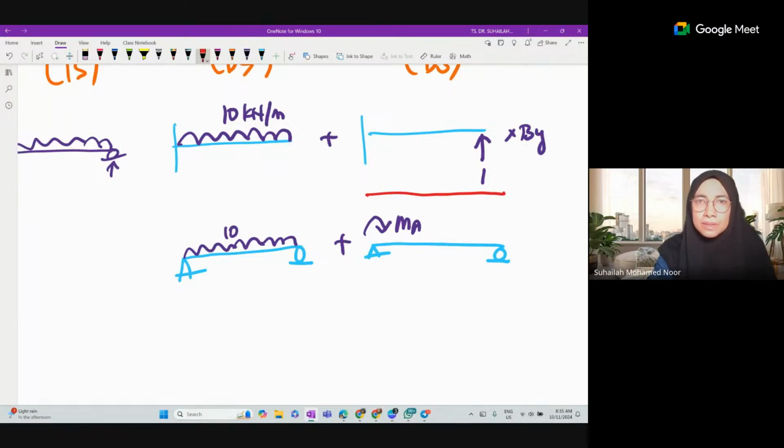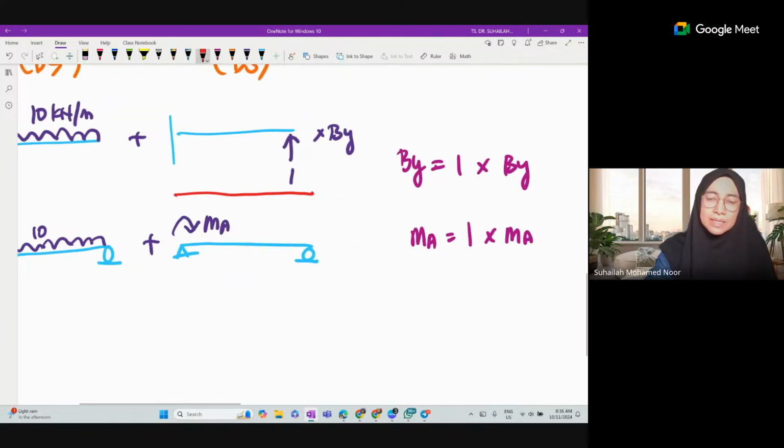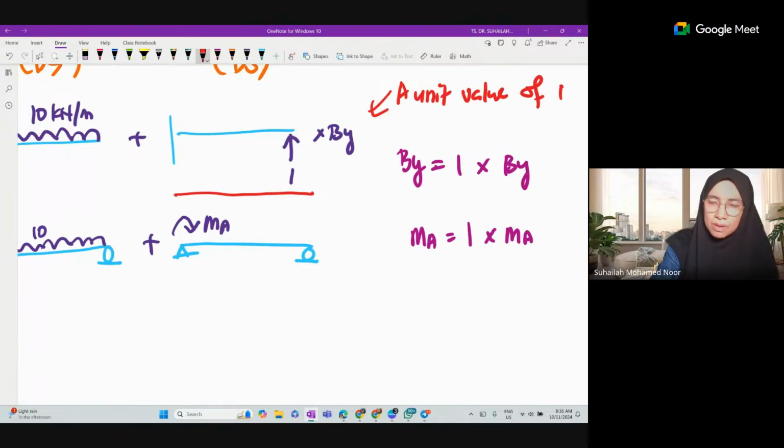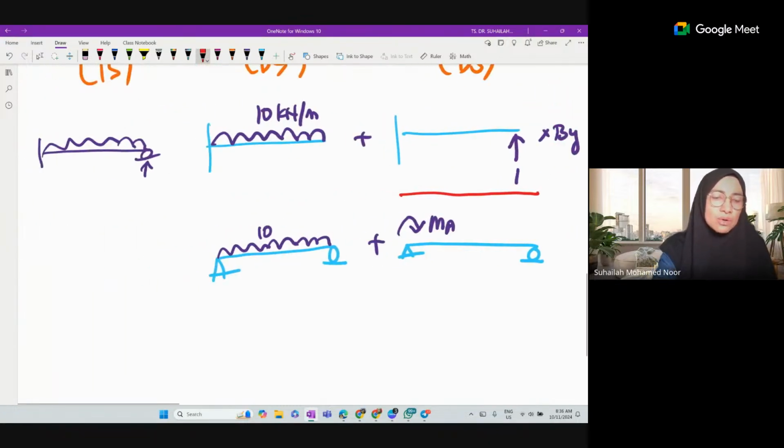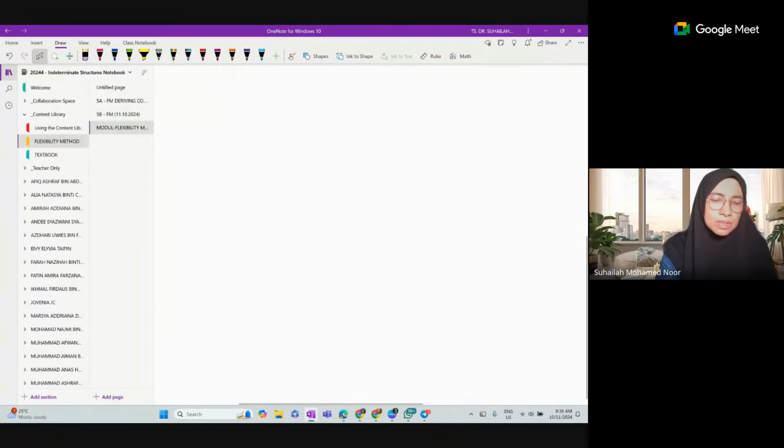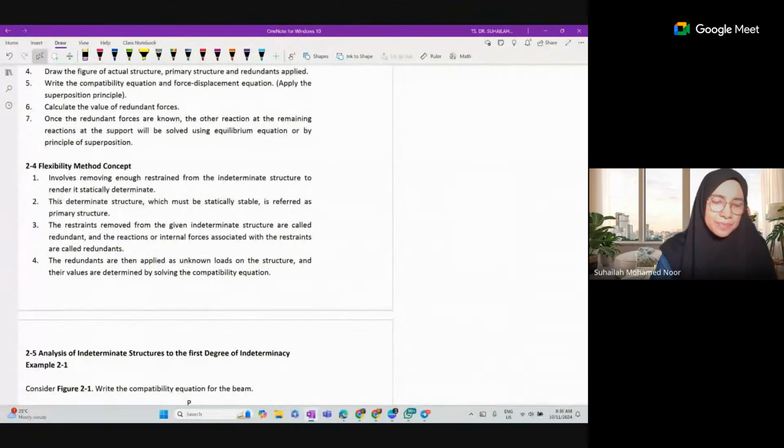The redundant diagram, the redundant structure, is a determinate structure subjected to a unique value of BY. So this is what we call a unique value of BY. So all of this is in the module, there is an explanation that I wrote. Okay.